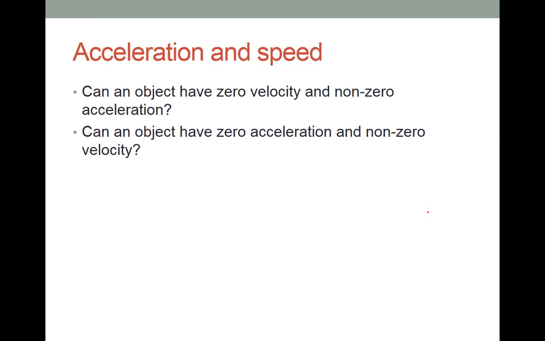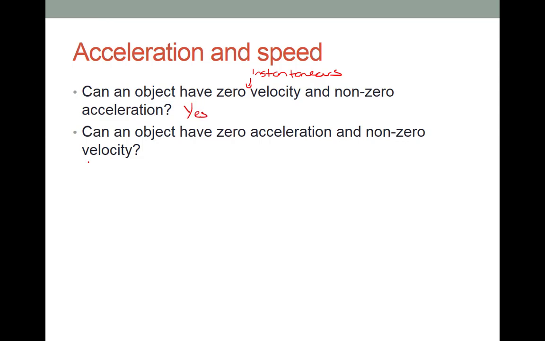Okay. Can an object have 0 velocity? And when you see things written like this, what it's really asking is 0 instantaneous velocity. Remember, the size of the instantaneous velocity is the speed, which is why the title of the slide can refer to speed and be kosher, if you will. So can an object have 0 instantaneous velocity and a non-zero acceleration? Yes.